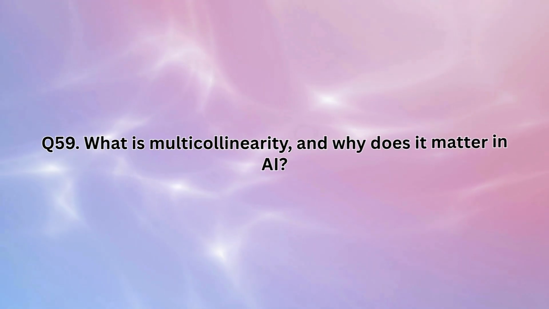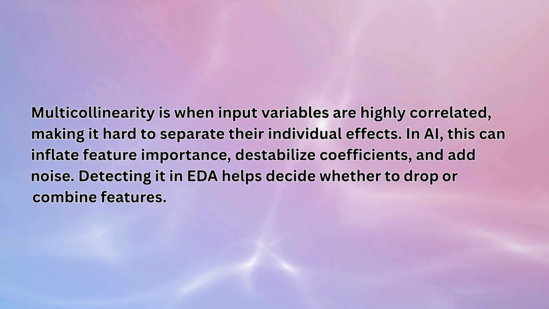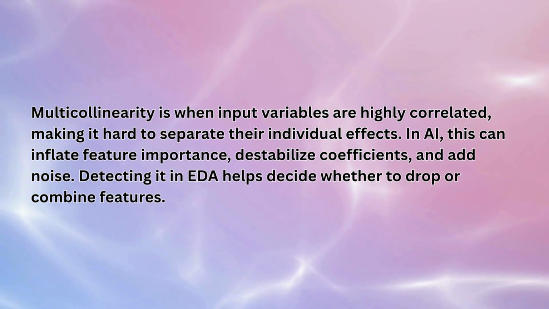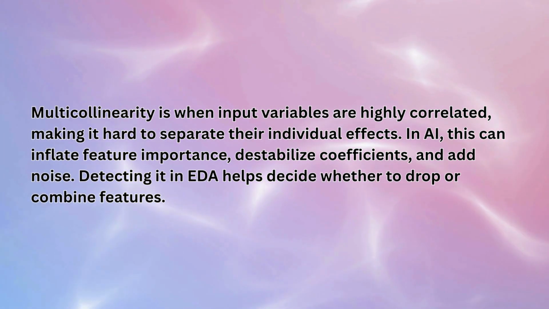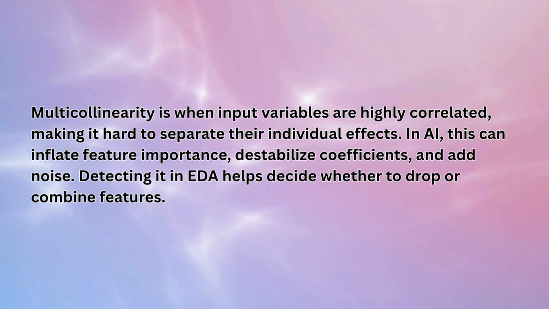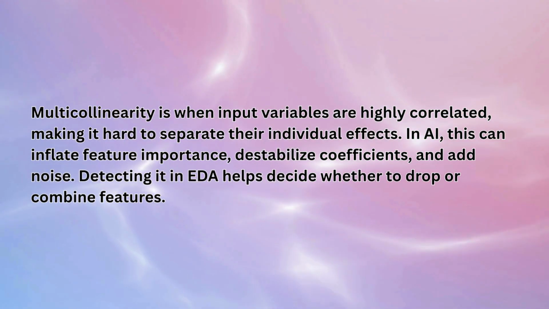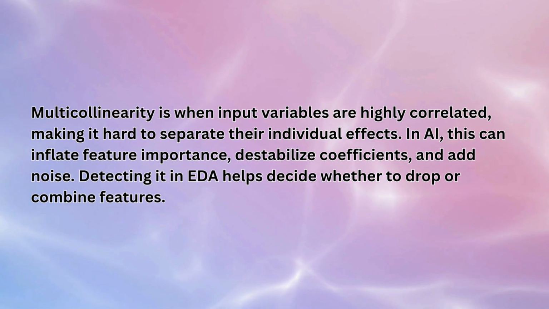What is multicollinearity, and why does it matter in AI? Multicollinearity is when input variables are highly correlated, making it hard to separate their individual effects. In AI, this can inflate feature importance, destabilize coefficients, and add noise. Detecting it in EDA helps decide whether to drop or combine features.